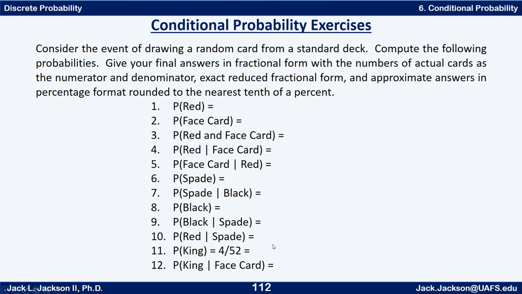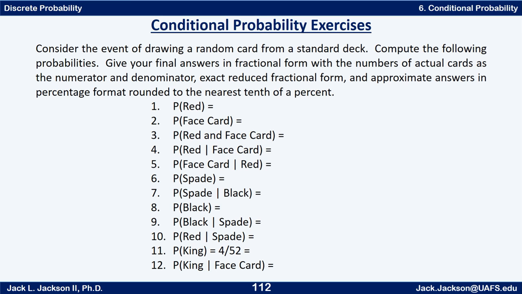Okay, so let's look at some probabilities here. Some of these are just straight probabilities. Some of these are conditional probabilities. Let's say we use a standard deck of cards as an example here. So see if you can work these out. I'll just read them to you real fast, and you work them out, come back, and check your work.